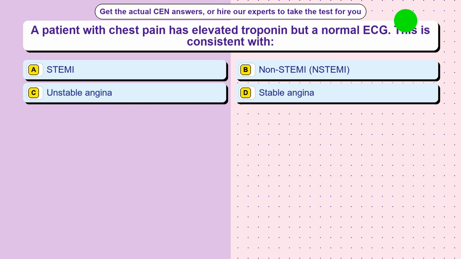Question 61. A patient with chest pain has elevated troponin but a normal ECG. This is consistent with Option A, STEMI. Option B, non-STEMI, NSTEMI. Option C, unstable angina. Option D, stable angina.